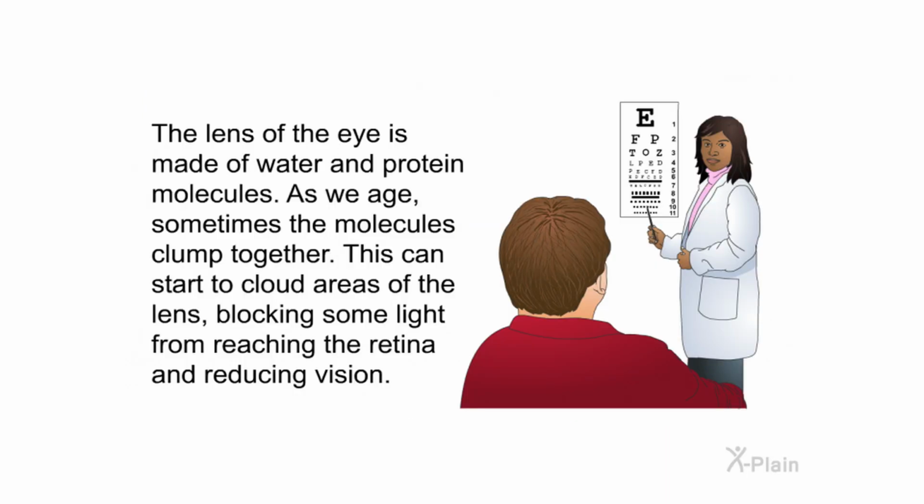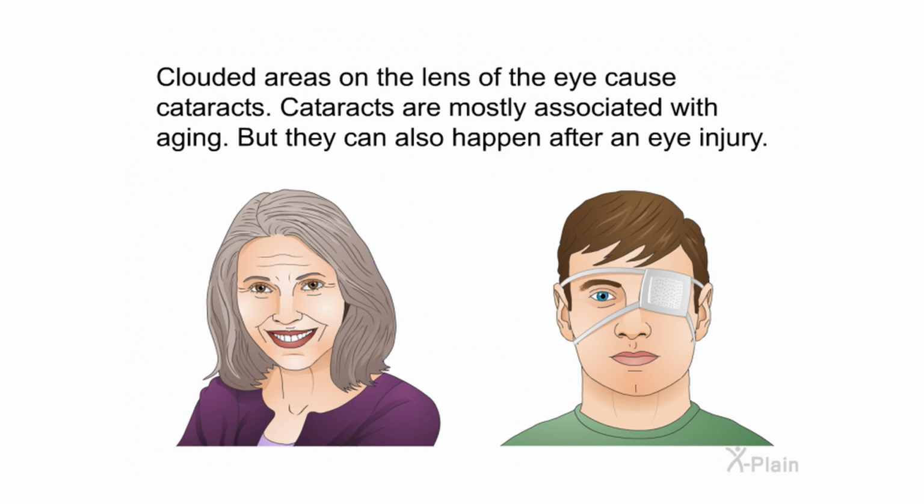The lens of the eye is made of water and protein molecules. As we age, sometimes the molecules clump together. This can start to cloud areas of the lens, blocking some light from reaching the retina and reducing vision. Clouded areas on the lens of the eye causes cataracts.